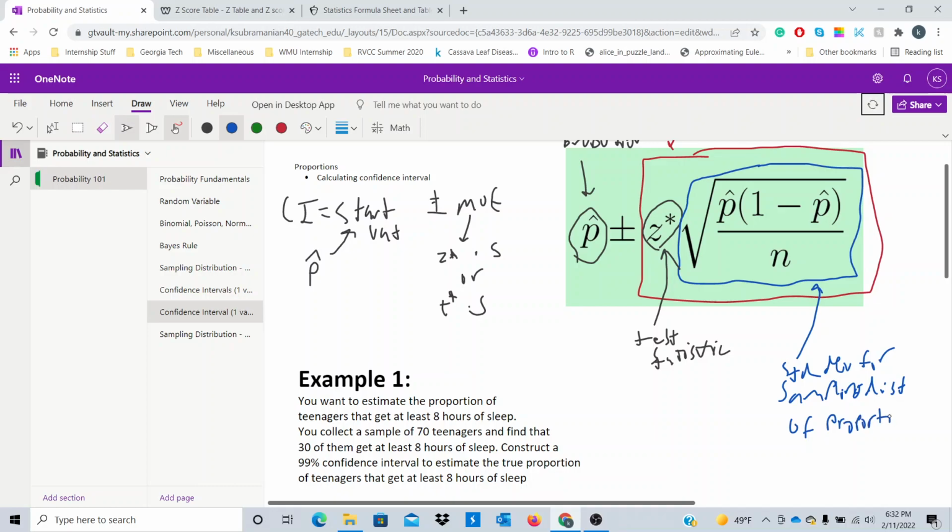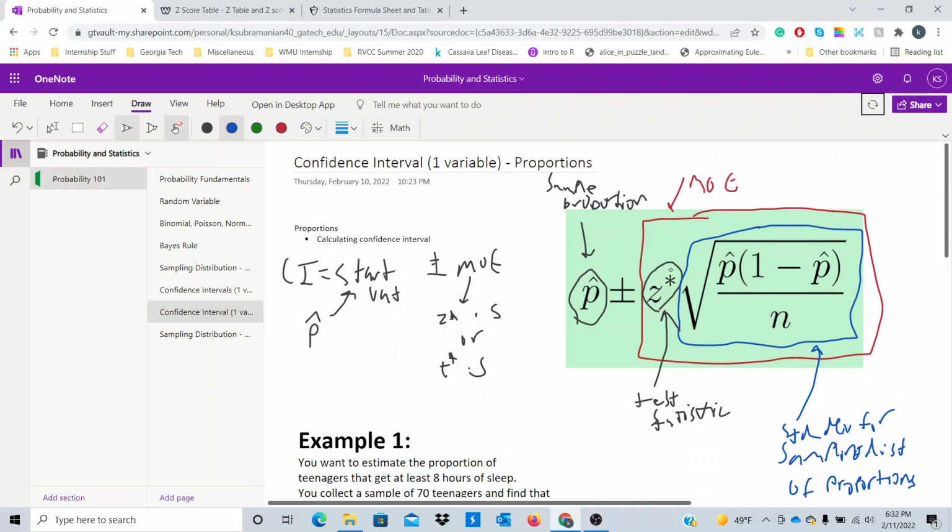Okay, so now we have this backbone built in. One thing to note about this formula is that it uses z star in the case where we assume normality, but we can replace this z star with t star if we don't assume normality. As you may recall, our normality checks for the sampling distribution of proportions are the following: n times p hat must be greater than or equal to 10, and n times 1 minus p hat must be greater than or equal to 10. This is our check for normality.